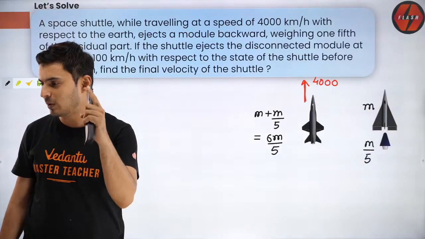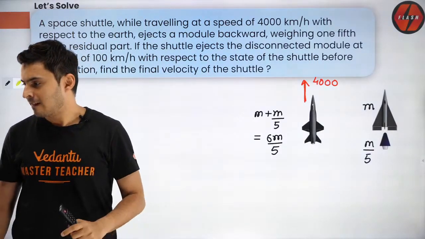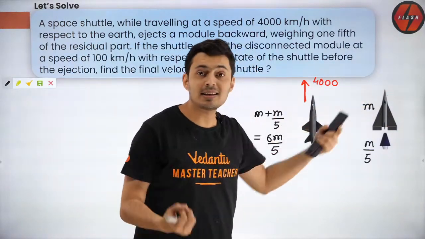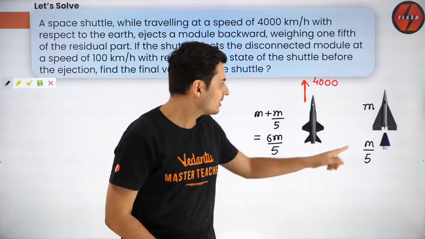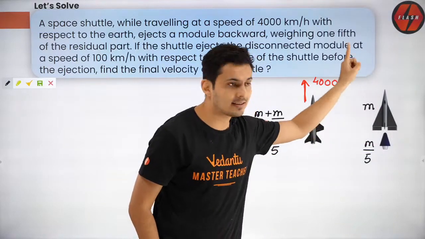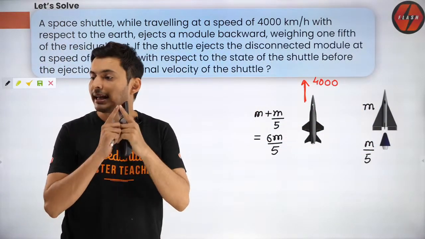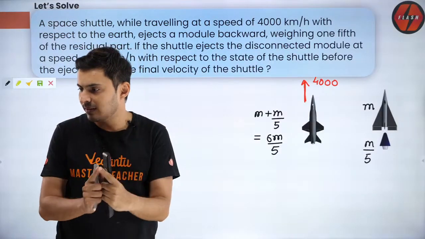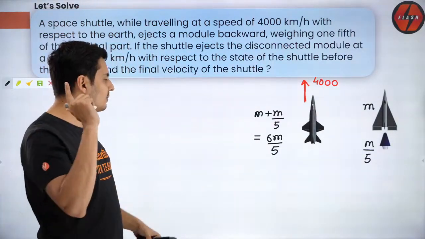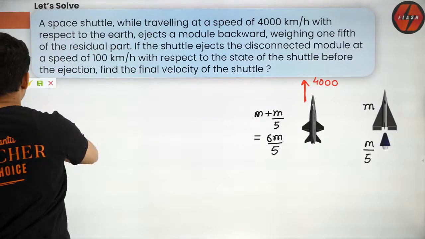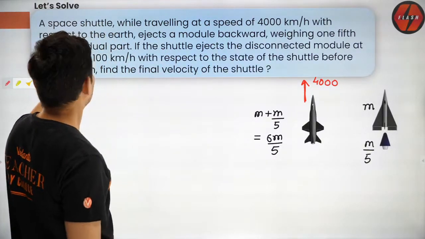Alright, is this clear? Residual means the remaining. Residue, what is remaining? So this is what is ejected, this is the residual. I hope this is clear. Alright. Now, if this is clear, read the next part.